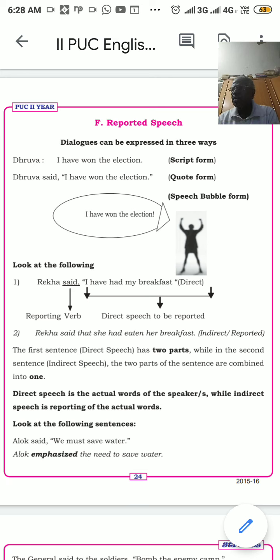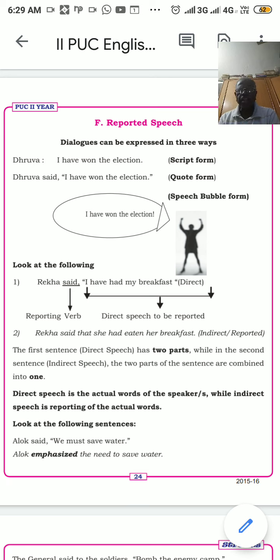For example, Ravi said that, Raju said that, Dhruva said that. So that is coming in between to join the 2 parts. Example, Ravi said, I have bought a bike. This is the direct speech. And in reported speech, Ravi said that he had bought a bike. Verb tense changes, and there is that in between, and sometimes pronouns change. So, in a statement, the 2 parts of the direct speech are joined by that.